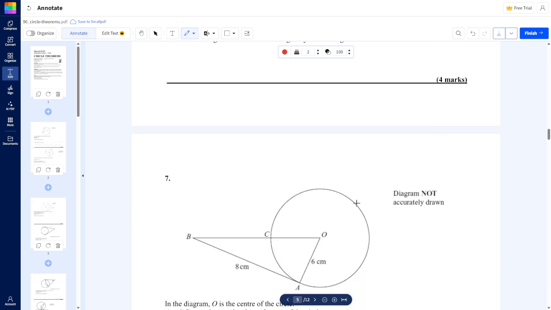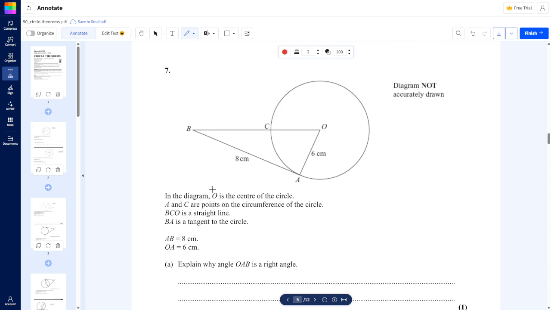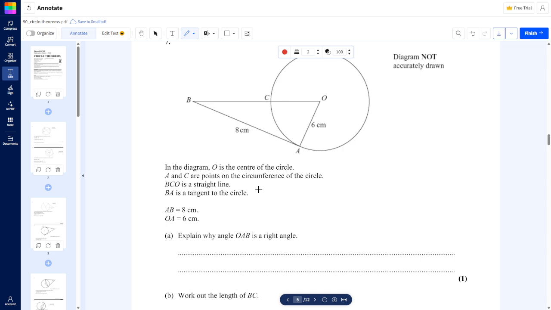Here, in the diagram, O is the center of a circle. A and C are points on the circumference of the circle. BCO is a straight line. BA is a tangent to the circle. AB is equal to 8 centimeters. OA is equal to 6 centimeters. Explain why OAB is a right angle triangle.